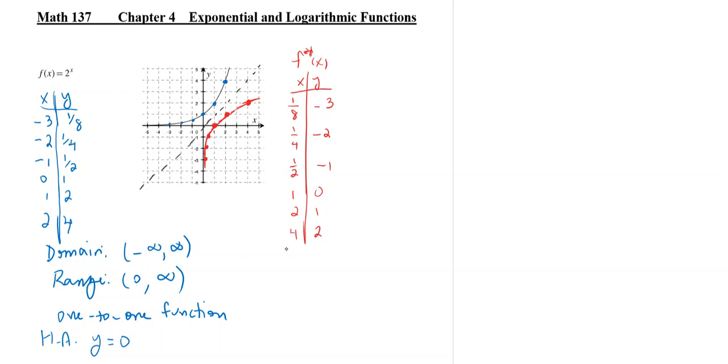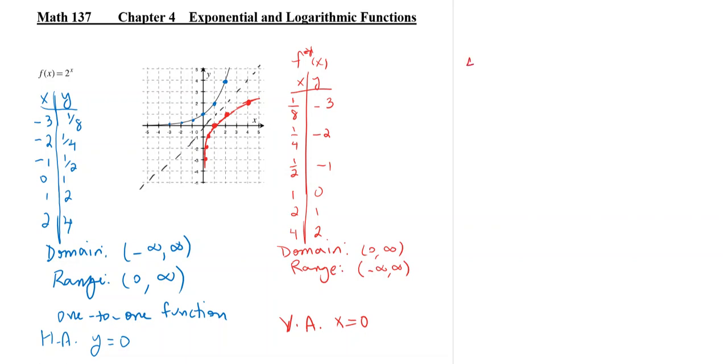We also know that when you find the inverse, the domain and range switch. So the domain of f will become the range of f inverse. The range of f will become the domain of f inverse. Of course, this is also a one-to-one function, but now it has a vertical asymptote that is the y-axis. It's the line x equals 0. So this red graph represents the inverse of that blue graph, the function y equals 2 to the x.